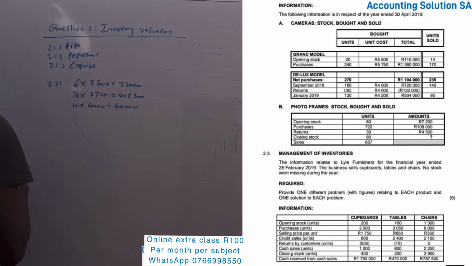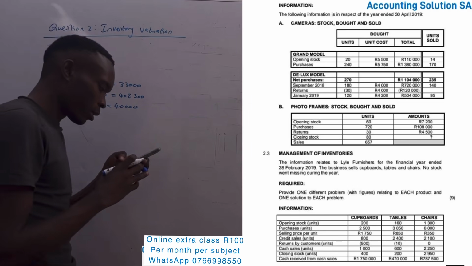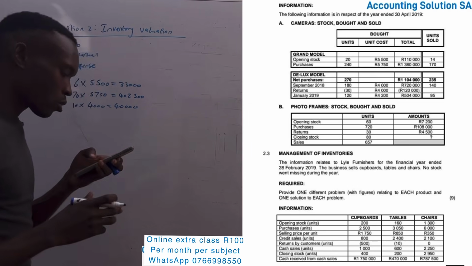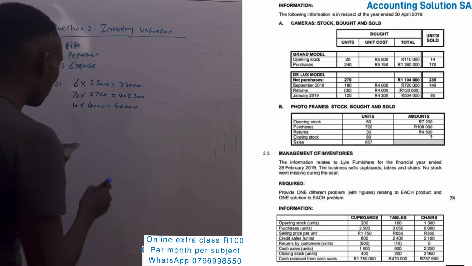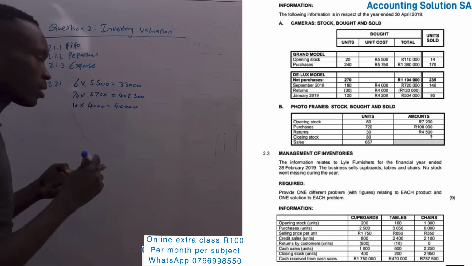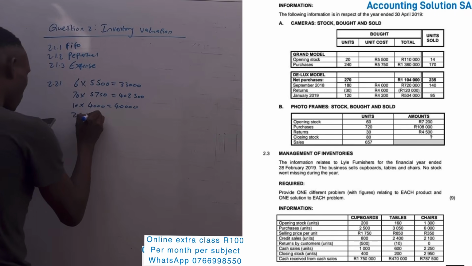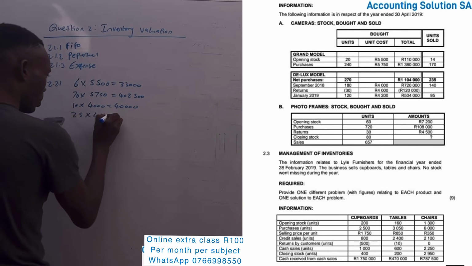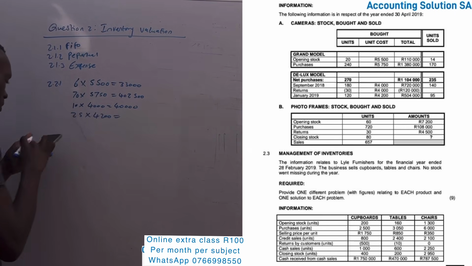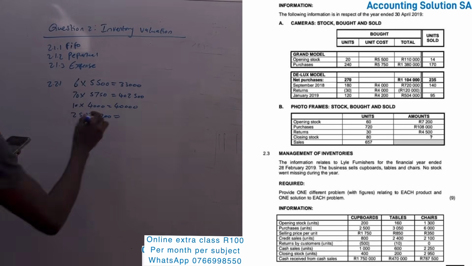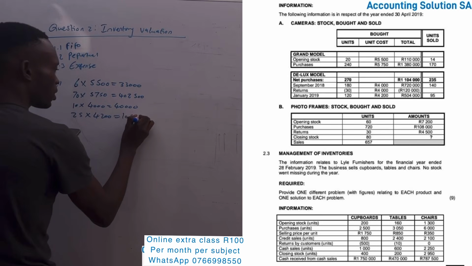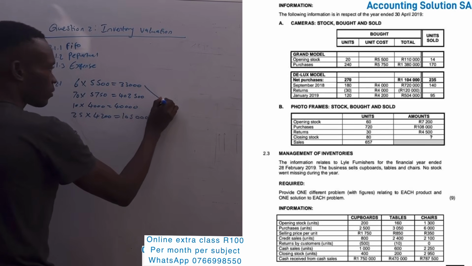Yes, it's 40,000. Then the last part, January, it was 120 and they sold 95, which means that 120 minus 95 is 25, multiplied by 4,200. Then we're gonna get an amount of 105. That's how we calculate specific identification, guys.